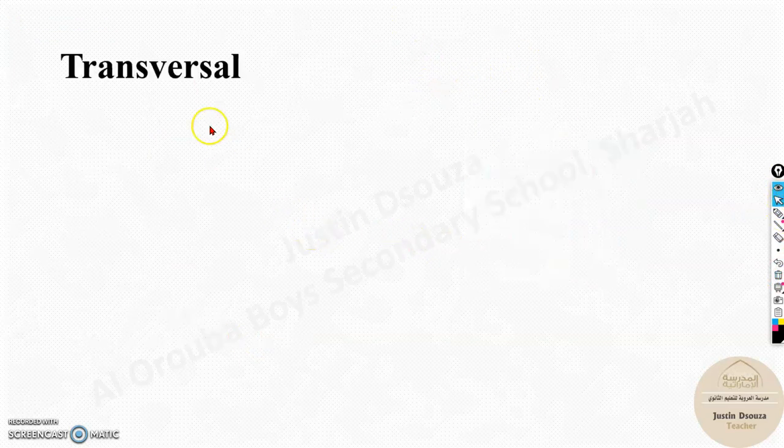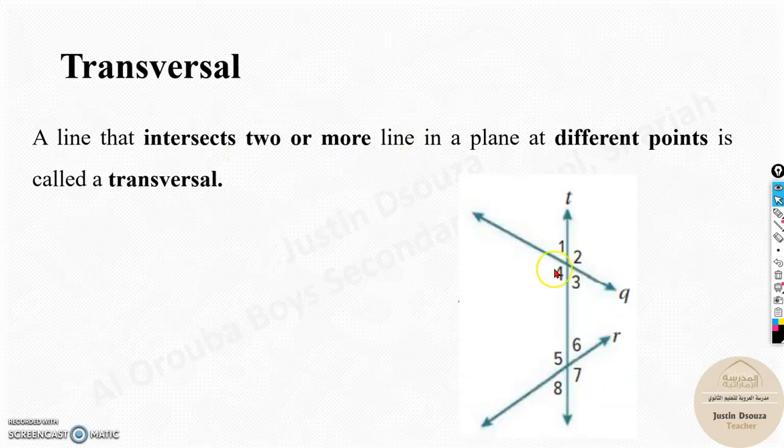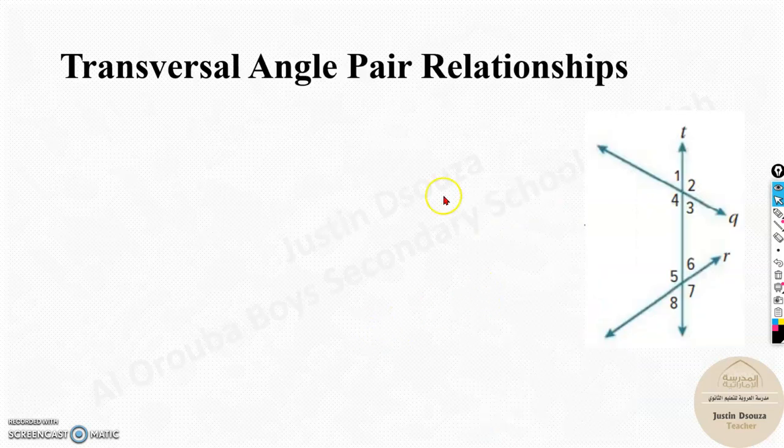Now we will quickly look into transversals as well. A transversal is basically a line which cuts two different lines at two different points. A line that intersects two or more lines in a plane at different points is called a transversal. You can see over here, these are the two lines Q and R, and T would be the transversal. So over here there is a transversal angle pair relationship.